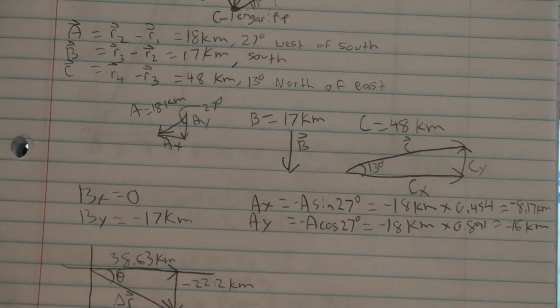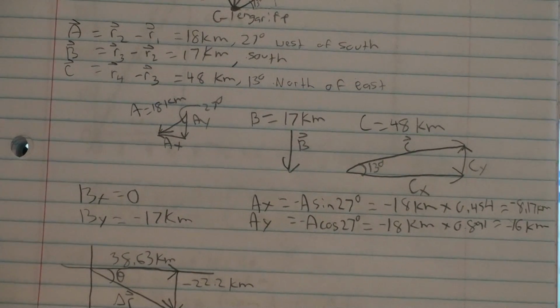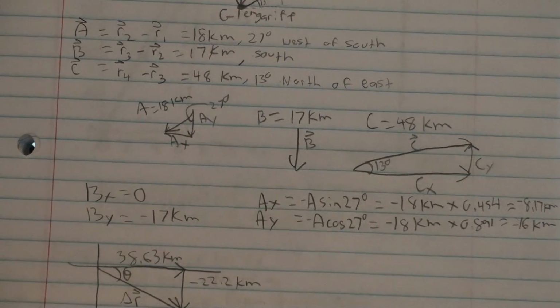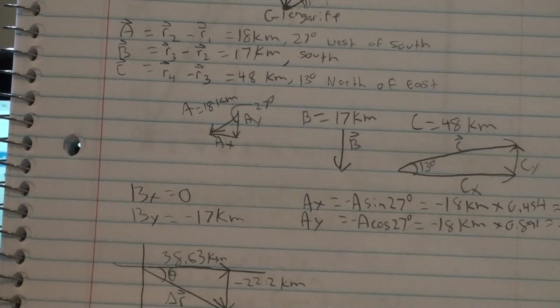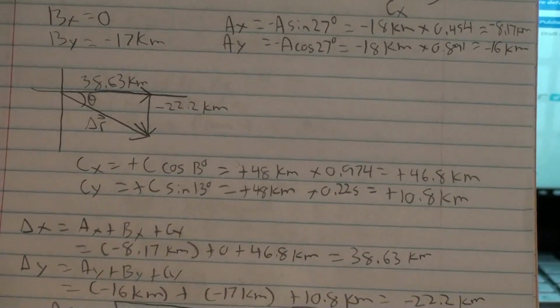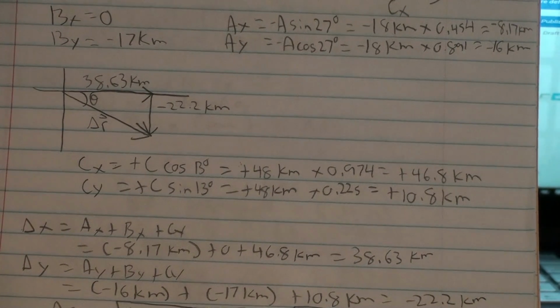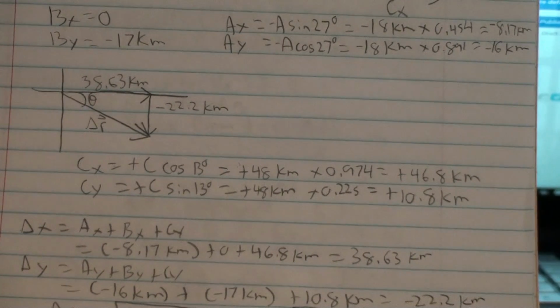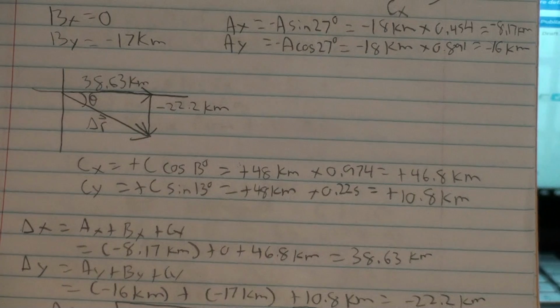And the displacement for the B vector has no x component since its direction is south, so therefore Bx is equal to 0, and By is equal to negative 17 kilometers. And now the direction of the C vector is 13 degrees north of east, so both of its components are positive.